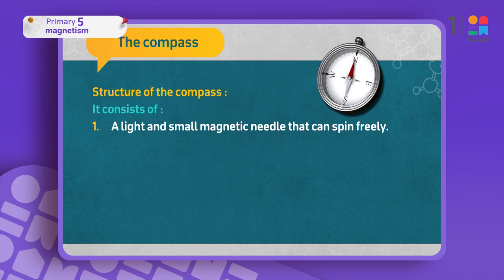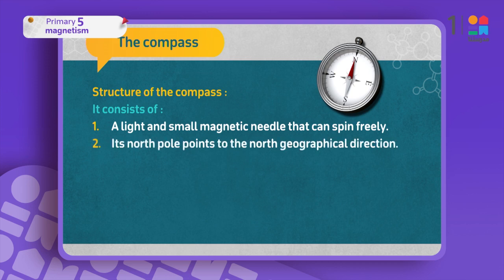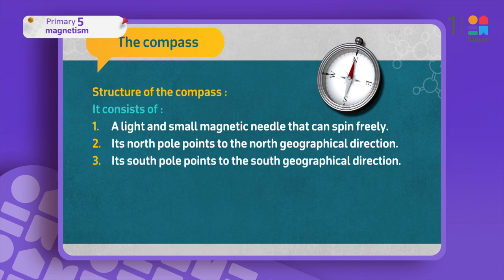Okay, so a light and a small magnetic needle that can spin freely. تقدر تتحرك freely. طيب إيه تاني؟ مش اتفقنا إن أي magnet has two poles، north pole and south pole. طيب الmagnetic needle دي برضو عندها north pole و south pole. هنلاقي إن عندنا هنا إيه؟ The north pole of the magnetic needle points to the north geographical direction and also the south pole points to the south geographical direction. فبالتالي نقدر نعرف فين النورث ونقدر نعرف فين الساوث.